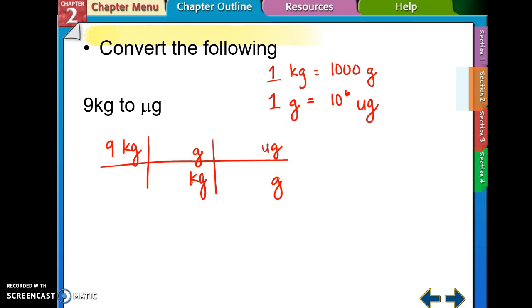Then I go up here to where I wrote my conversions down, and I'm going to fill in the numbers. Kilograms gets a 1. When kilograms is matched up with grams, grams gets 1,000. Then micrograms and grams: micrograms gets 10 to the 6th, and I'm going to put that in parentheses so I remember to do that in my calculator. And then I put a 1 down here with grams. Before I do the math, I cancel my units. And I'm going to do 9 times 1,000 times 10 raised to the 6th.